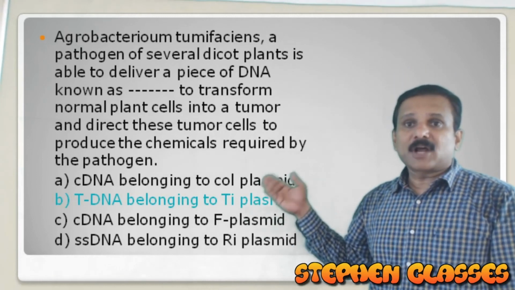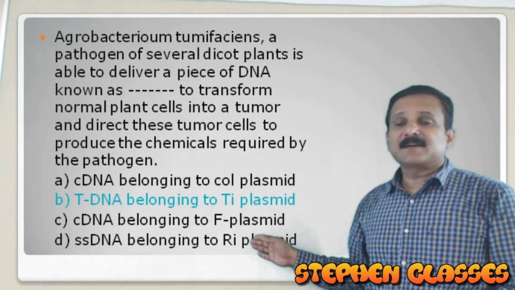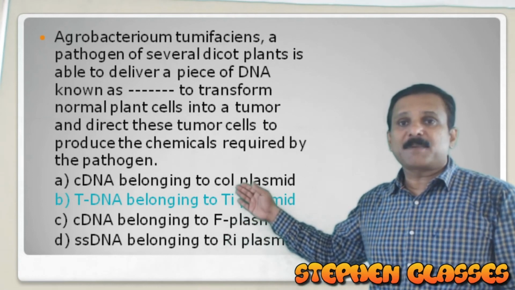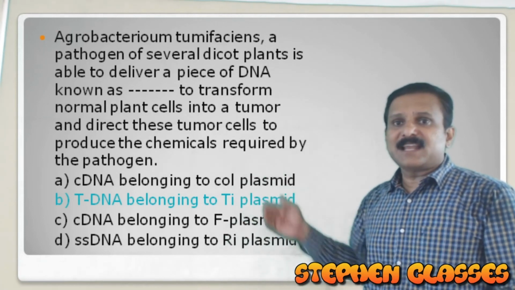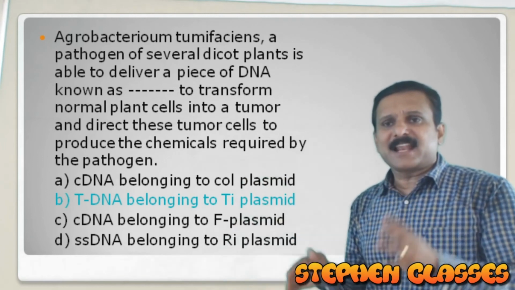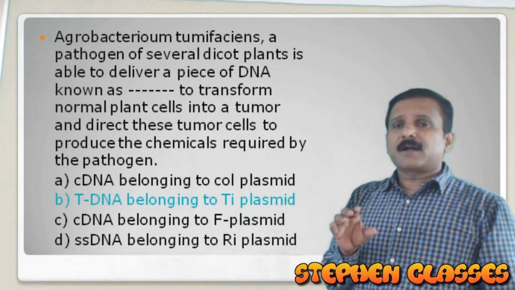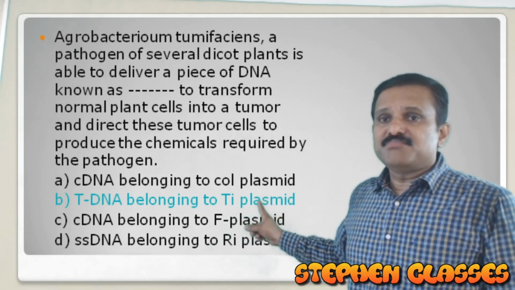What about the other options? They are not relevant here. Ri plasmid is root inducing plasmid, then F plasmid, fertility plasmid, col plasmid, colicin producing plasmid, cDNA, by cDNA we mean complementary DNA, ssDNA means single stranded DNA. So all these options are only for confusing you or for distraction. Our answer will be option B only.